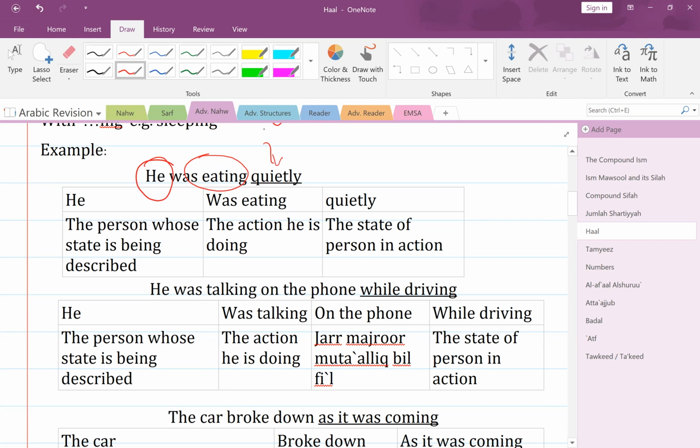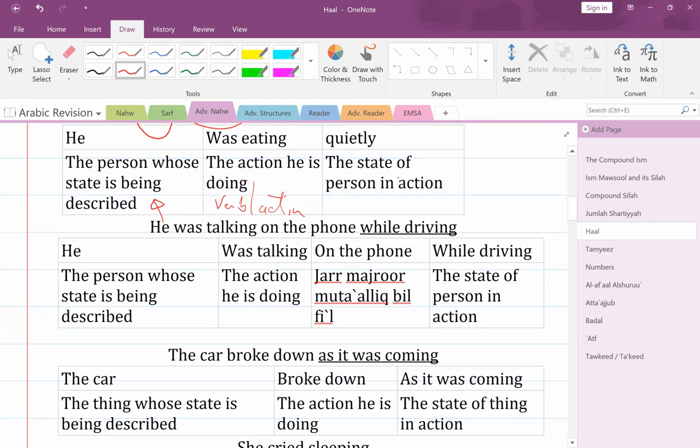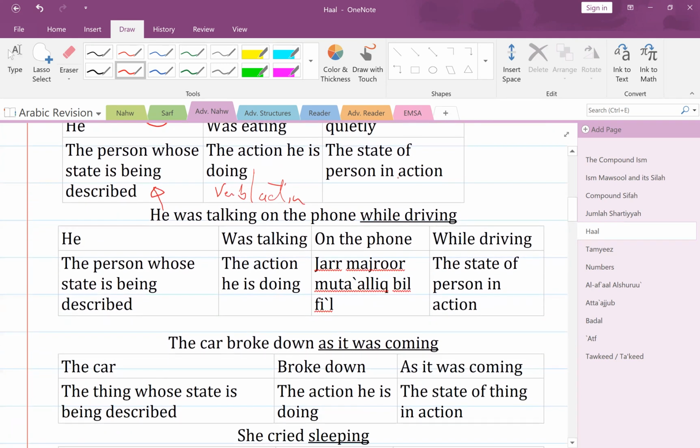Okay, and this would be the Haal. So you can see here I've categorized he is a person whose state is being described. So this is the Sahibul Hal. Was eating is our verb, is our action that is being described, and quietly describes how that action took place. Okay, that is one. Then when we look at the second example, he was talking on the phone while driving.